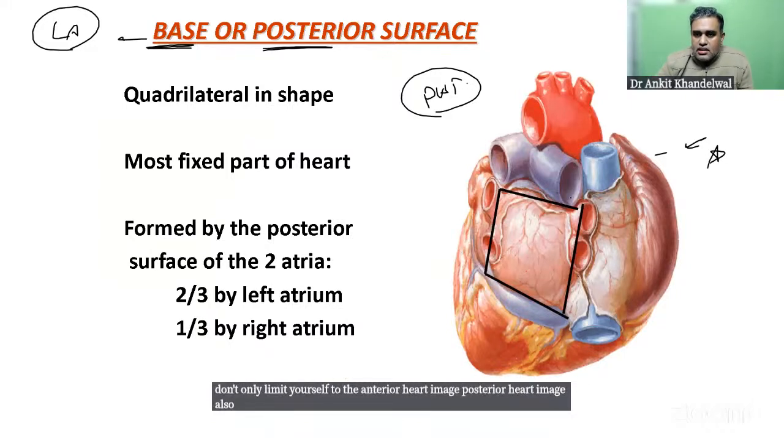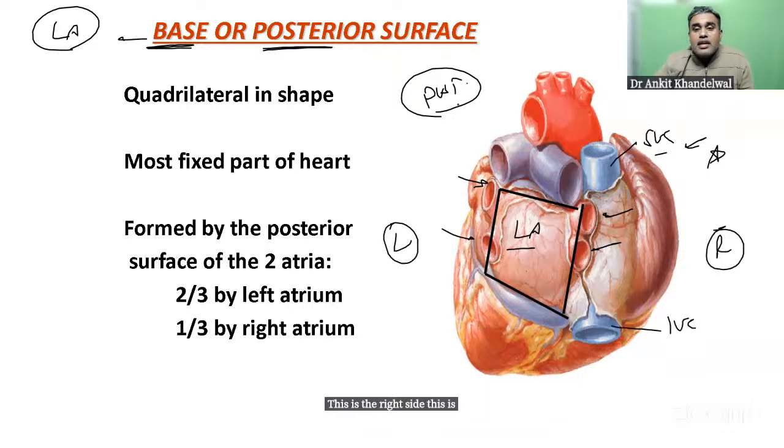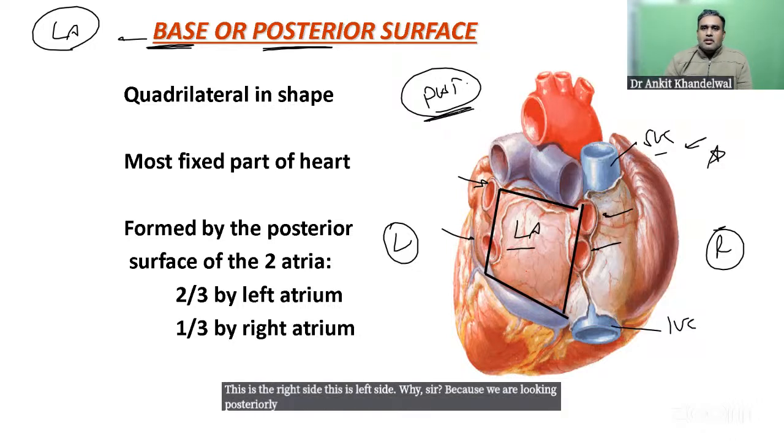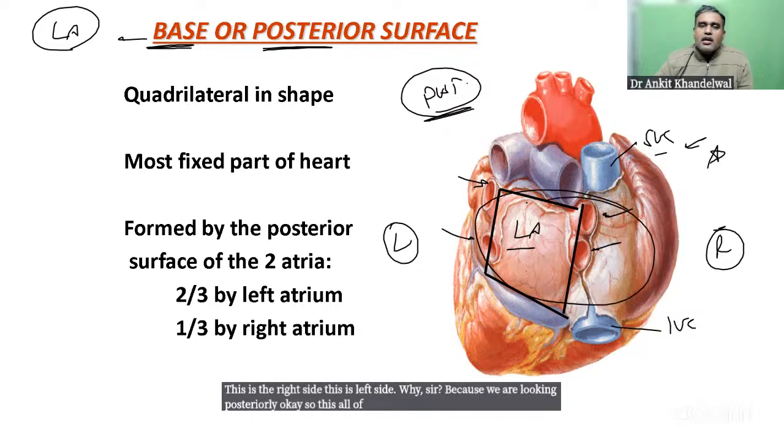You can see these four pulmonary veins opening into the left atrium. And this is the SVC. What is this? The IVC. This is the right side and this is the left side. Why, sir? Because we are looking posteriorly. All of this becomes the base of the heart. It is 2/3 by the left atrium and 1/3 by the right atrium.